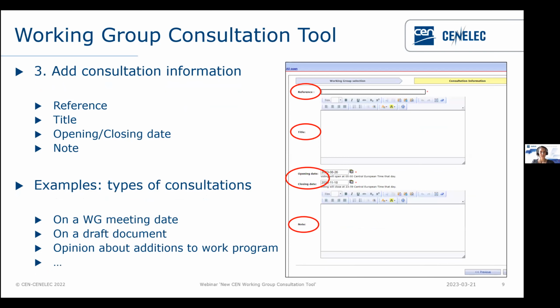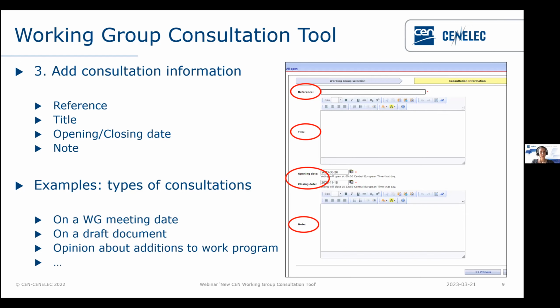Then it is necessary to enter all information. It is a reference, title, opening, closing date, and note, where the reference as well as the opening and closing date is the mandatory information. And if more information is needed, an explanation to the reference, that would be the title. And if you would still further need information, a note can be drafted here on the bottom.